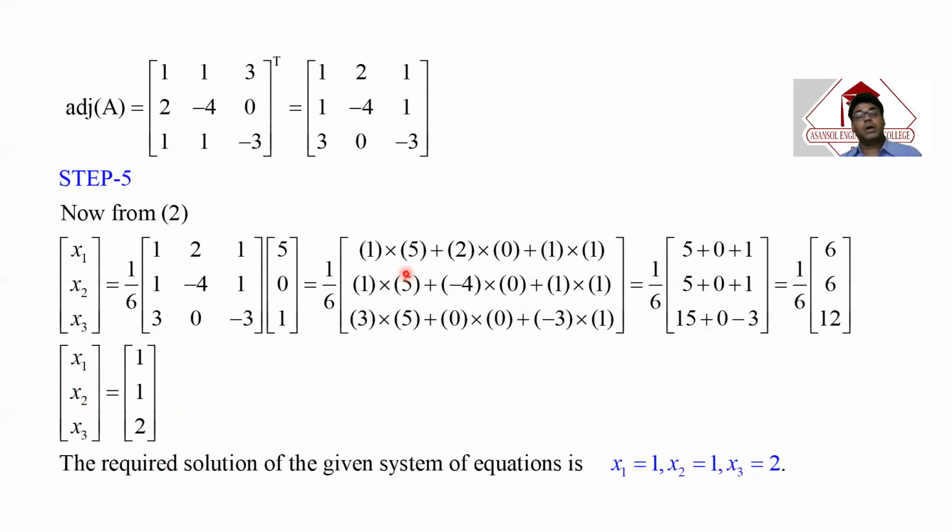So this is the way to find a solution of a system of equations by this matrix inverse method. Ultimately you should write the required solution of the given system of equations: x1 equals 1, this one is coming from here, x2 equals 1, this is coming from here, and x3 equals 2. So this is all about the matrix inverse method. Okay, thank you.